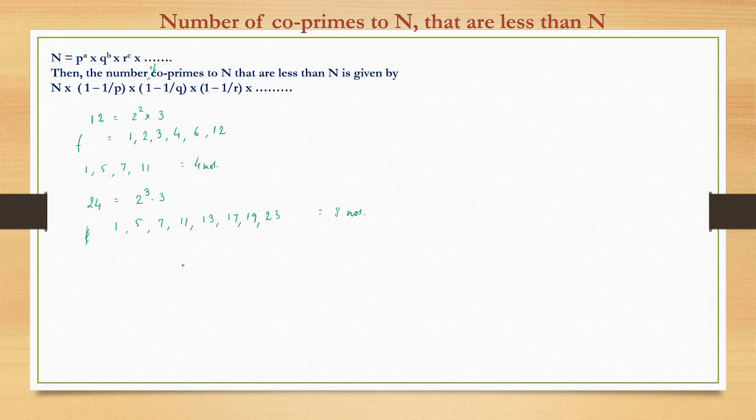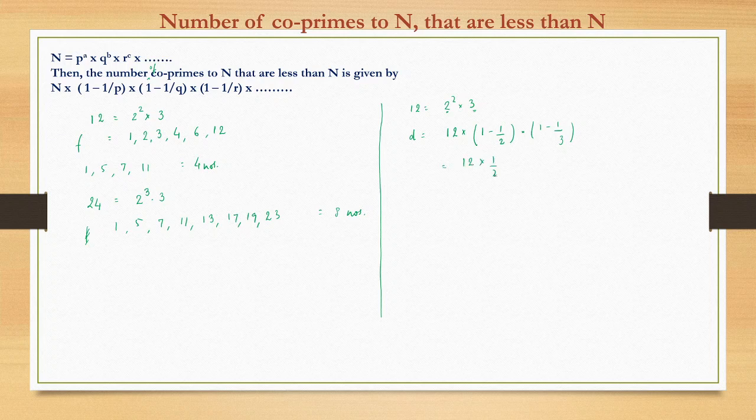We start from one and then check every number whether it is co-prime or not. So there's a standard relation which can help you find out the number of co-primes which are less than n. For 12, we can write it as 2 square into 3, right? So let the number of co-primes less than 12 be d. That will be given by the number itself, 12 into 1 minus 1 by 2, 2 from here, and then 1 minus 1 by 3, the next prime factor here.